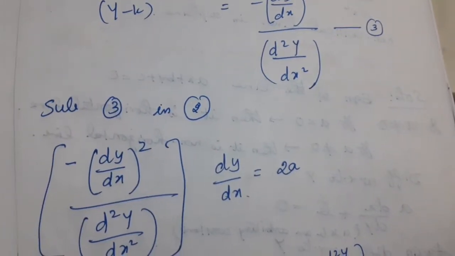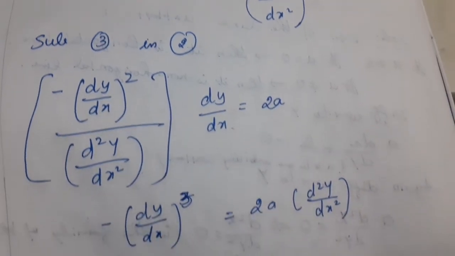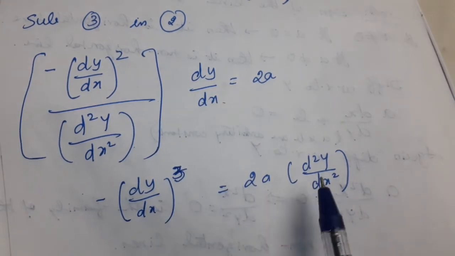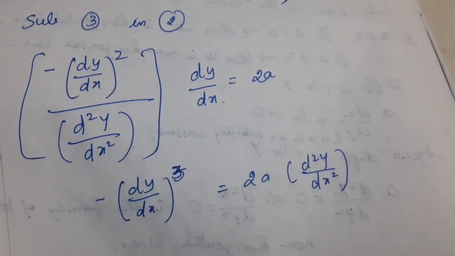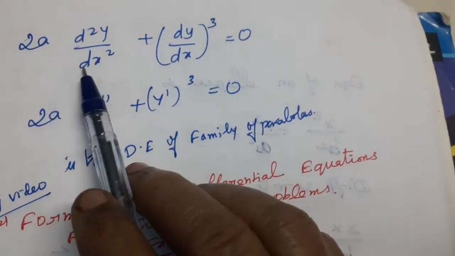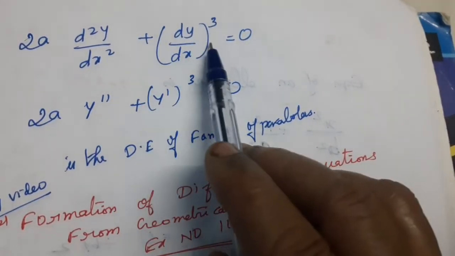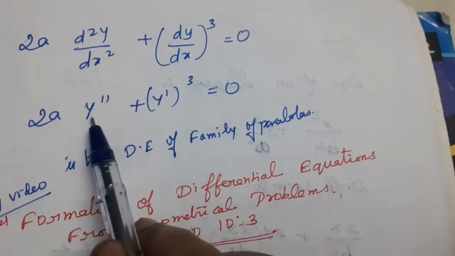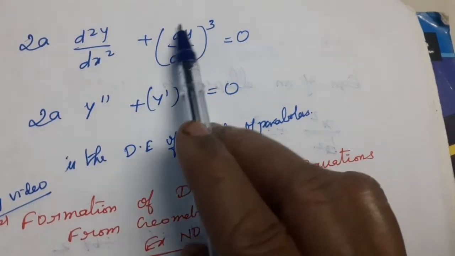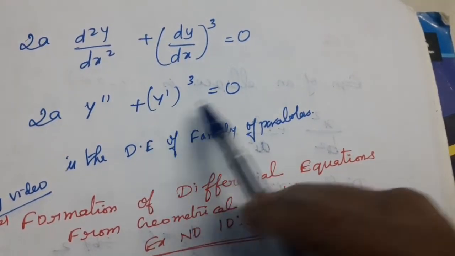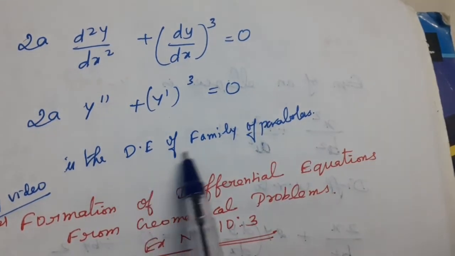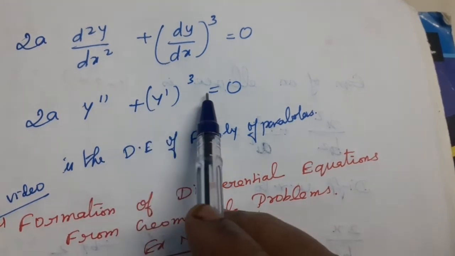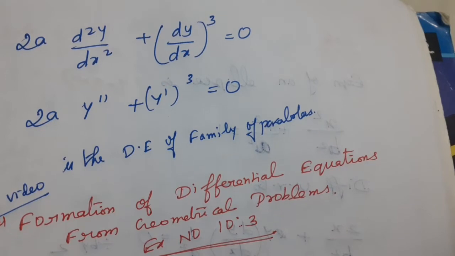See that one. Substitute the third equation. Now what happened? Minus of (dy by dx) the whole cube equal to 2a into d square y by dx square. Now 2a into d square y by dx square, plus, the minus becomes plus, (dy by dx) the whole cube equal to 0. That is 2a into y double dash, where d square y by dx square is nothing but y double dash, plus (dy by dx, the first derivative) y dash the whole cube equal to 0, which is the differential equation of the family of parabola. That is 2a into y double dash plus y dash the whole cube equal to 0 is the differential equation of the family of curve.